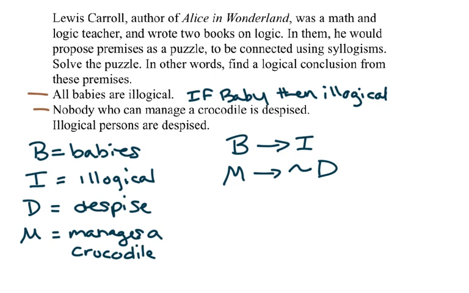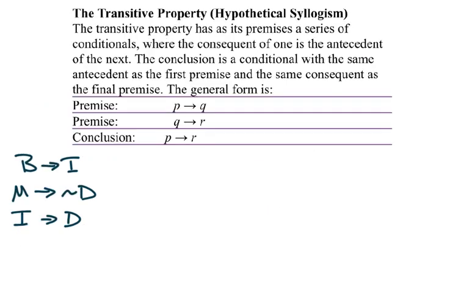Our third premise says illogical persons are despised. So if you are illogical, then you are despised. Let's talk about our transitive property once again. The transitive property says if you have something, then you have something else. If you have that something else, then you have a third thing. And you conclude the first thing to the third thing.